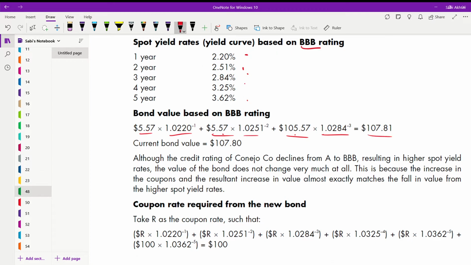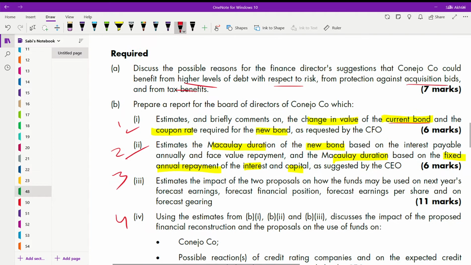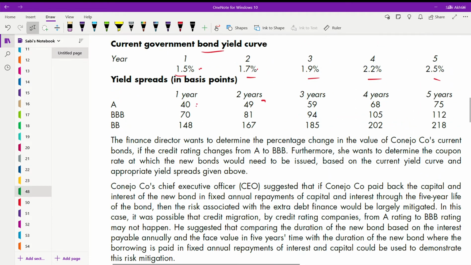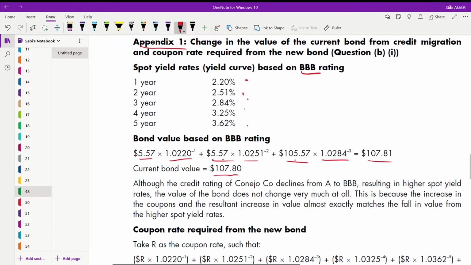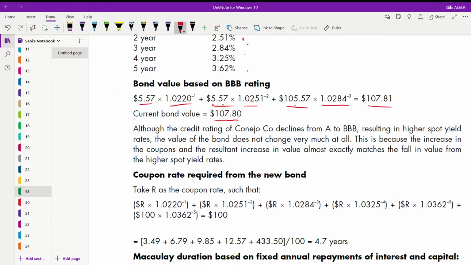Once you get that value, the current bond value is this much. The current bond value is already given to you because you want to find the change in the value, right? 107.8 per 100, right? So that is the price of the bond. It's already given. And if you see the one which you have calculated based on this rating, it is almost same. Now, so this part is over.